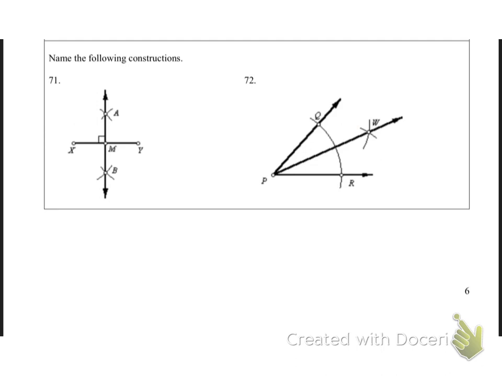Okay, name the following constructions. Well, right here we have a line that's going through a line segment, and we see that it's making a right angle. So this means it has to be a perpendicular bisector. Okay, and for 72, we have our segment that is splitting this angle here, so this is going to be an angle bisector.